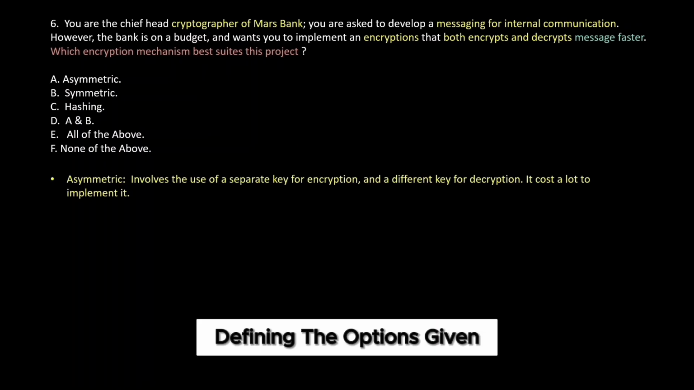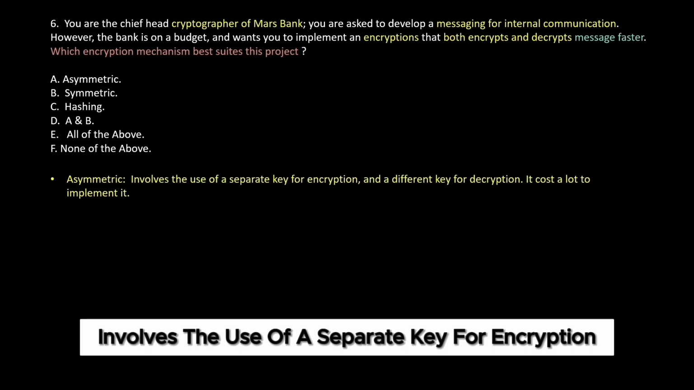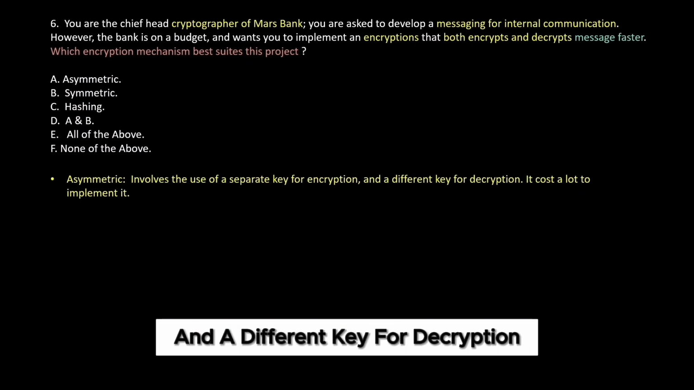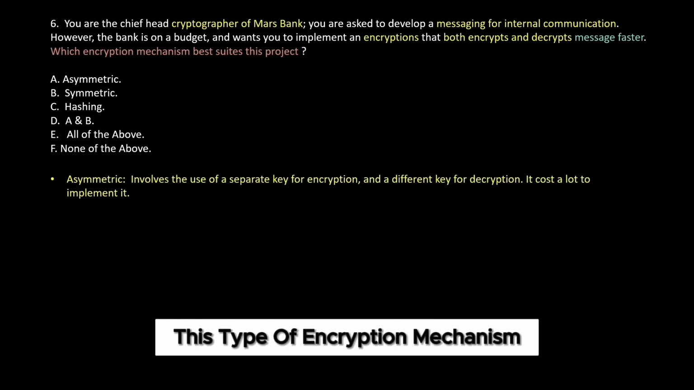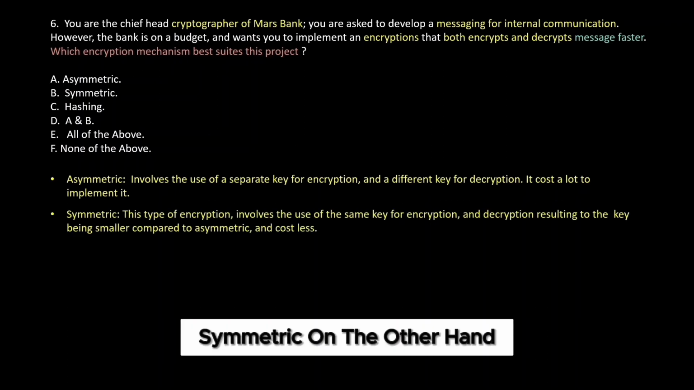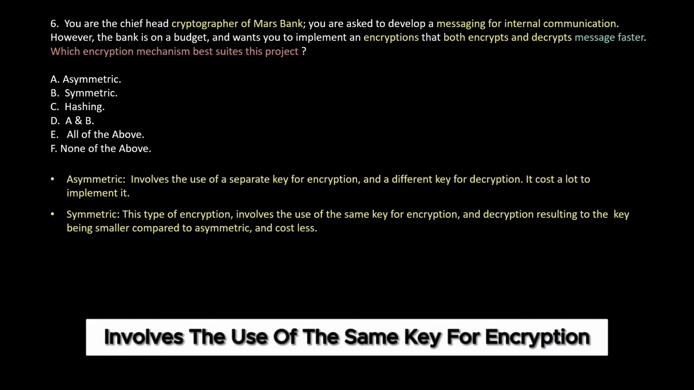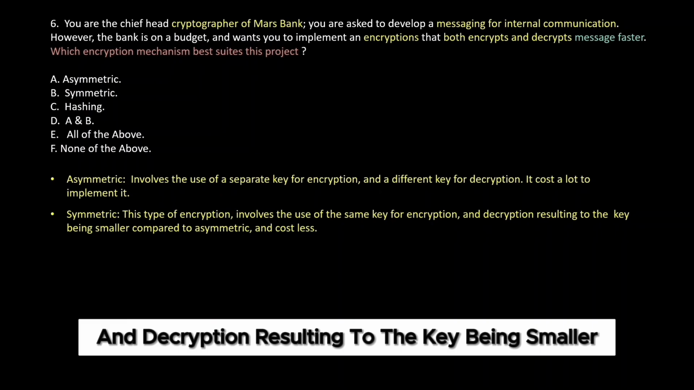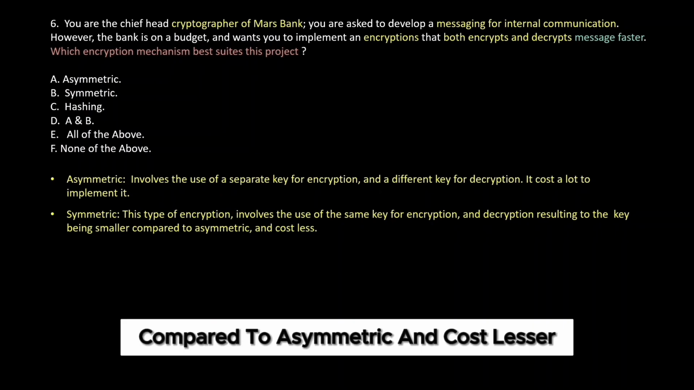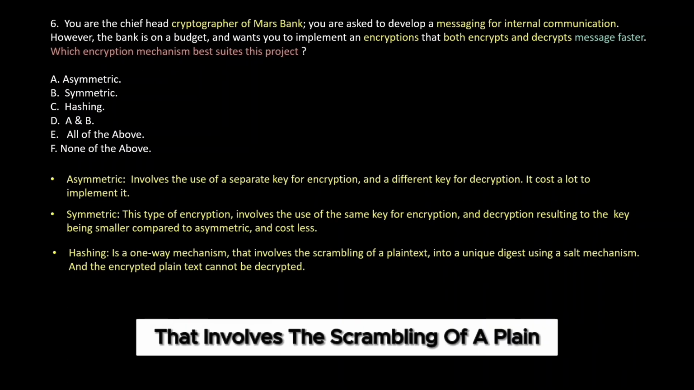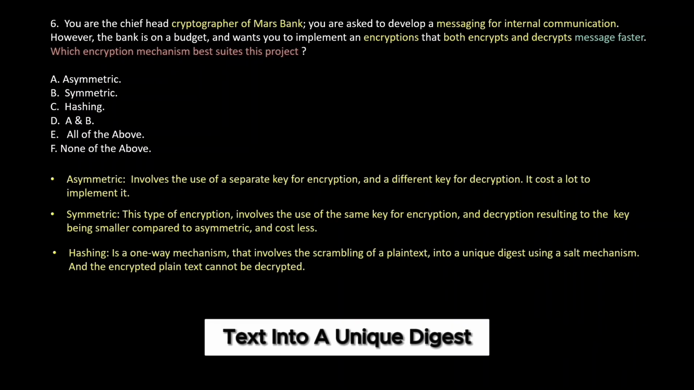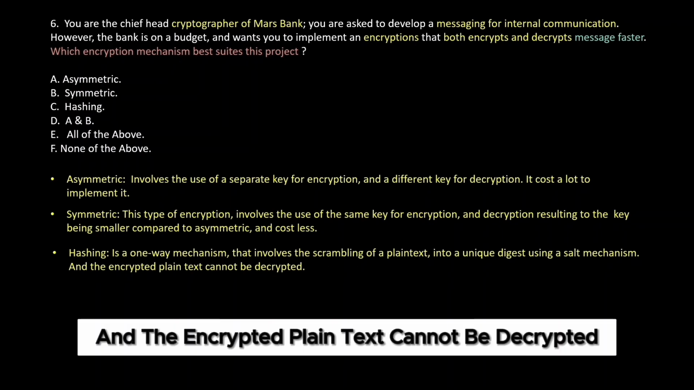Defining the options given, asymmetric involves the use of a separate key for encryption and a different key for decryption. It costs a lot to implement this type of encryption mechanism. Symmetric, on the other hand, involves the use of the same key for encryption and decryption, resulting in the key being smaller compared to asymmetric and costing less. Hashing, on the other hand, is a one-way mechanism that involves the scrambling of a plain text into a unique digest using a sort mechanism, and the encrypted plain text cannot be decrypted.